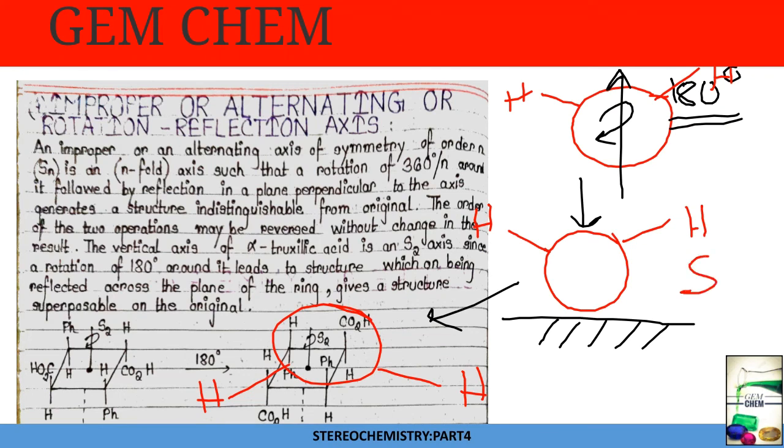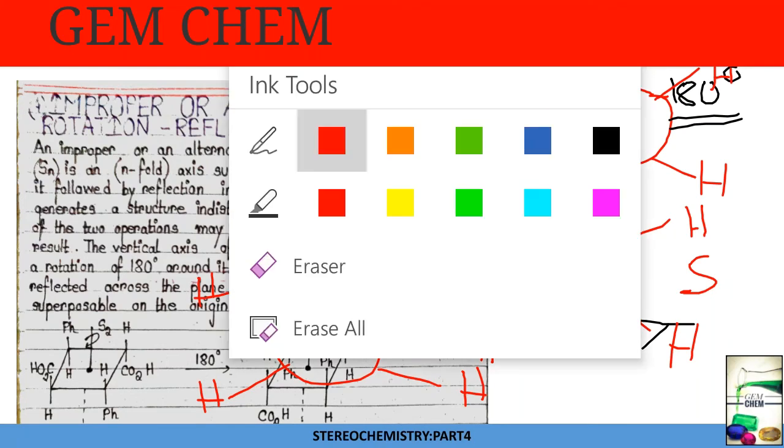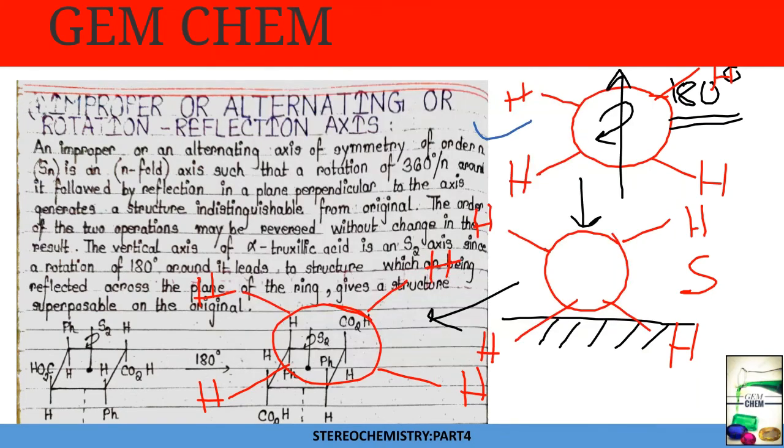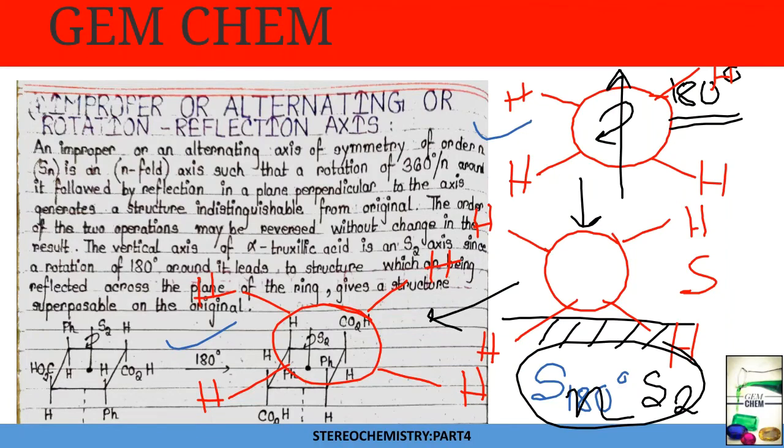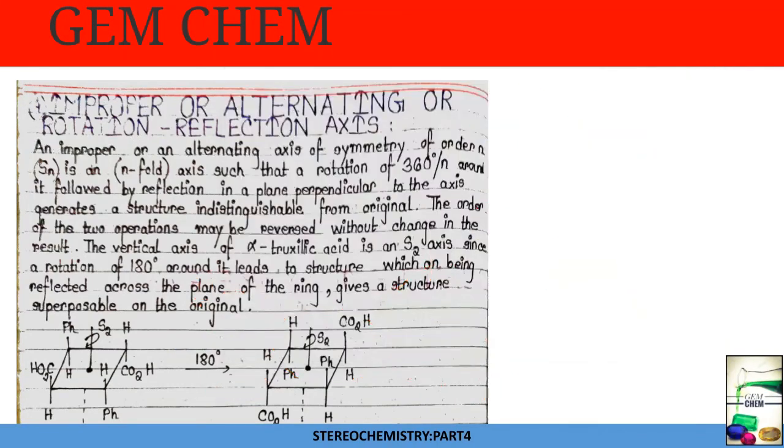Okay. If there were 4H here, here also 4H, then these two structures, the first starting structure and the ending structure, this one and this one, would have been the same. So we are going to have an S 180 degree axis. So S 180 degree we don't write, we write SN axis. So it is an S2 axis. This is the operation. Basically it means first rotate and then reflect. So we will see the example and then we will understand it easily.